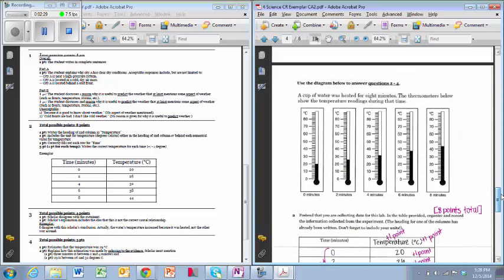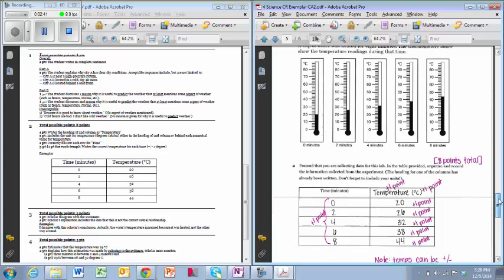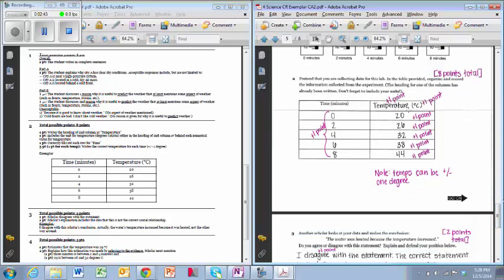For number 2, this has to do with these thermometers being in water, and water is being heated up, and then the thermometers show the rise in the temperature. So for number 2, it's worth a total of 8 points, and here's an example of what would get full points.